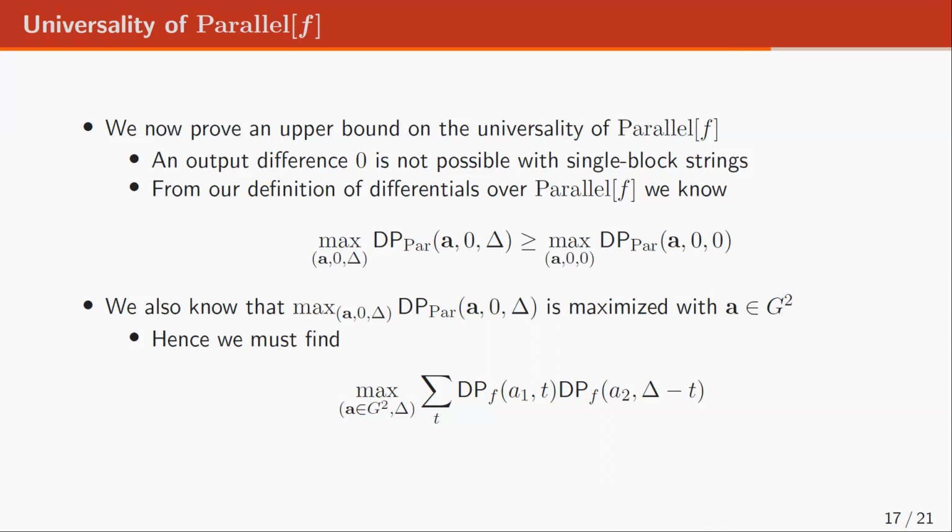Well, we first need to realize that we cannot get a zero output difference with strings of length 1, because it's a permutation and the inputs are different from the outputs. So knowing this, and knowing that the delta universality bounds the epsilon universality, we can realize that if we want to find the bound of the universality of parallel f, we need to maximize this term here, which is essentially the convolution of two.